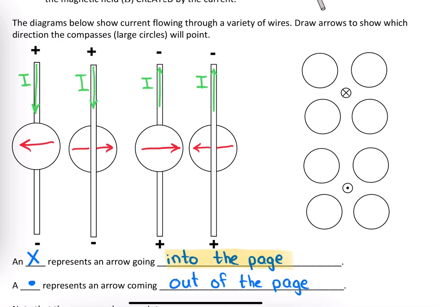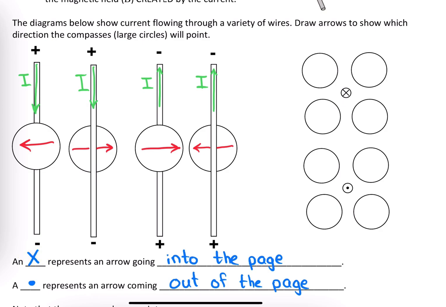Now, conversely, imagine instead that an arrow is fired from a bow directly at you, and it's coming towards you. It's coming out of the page. The part of the arrow that's closest to you, the part that you would see, is the tip, the point on the front of the arrow as it comes out of the page. And that point will look like a dot. So, when you see a dot, think of the point of an arrow coming out of the page at you. When you see an X, think of the fins of an arrow going into the page away from you.